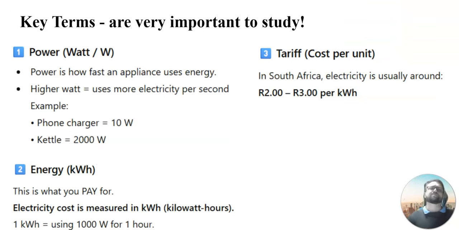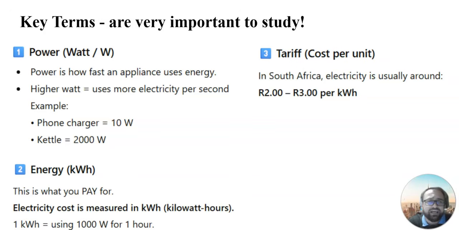So the key terms that we are going to speak about in today's lesson are very, very important. Number one, power, which is measured in watts, or the symbol W. Power is how fast an appliance uses energy. The higher the watt, the more electricity it uses per second. For instance, your phone charger would be rated at 10 watts. Your kettle would be rated at 2000 watts.